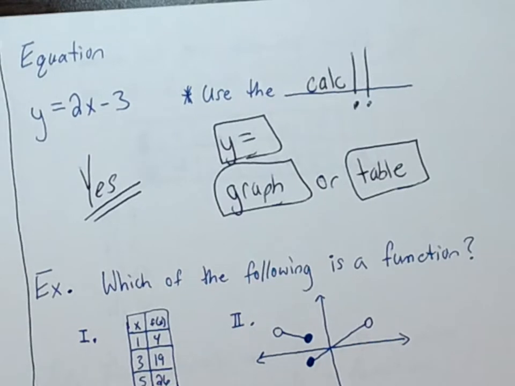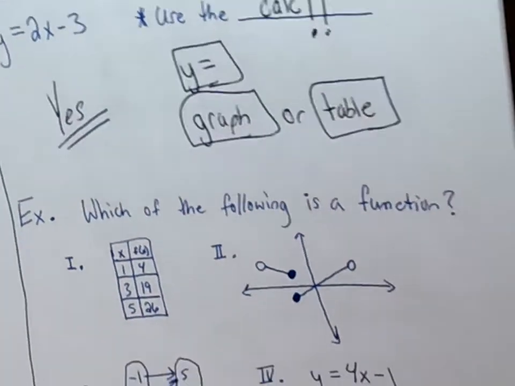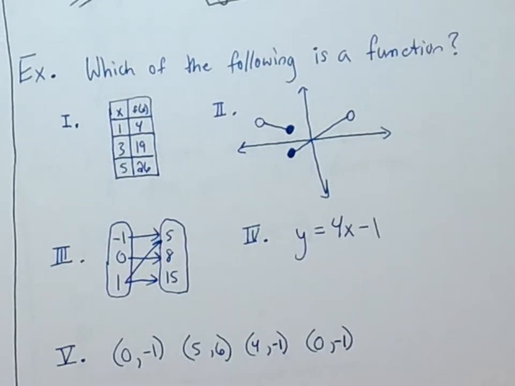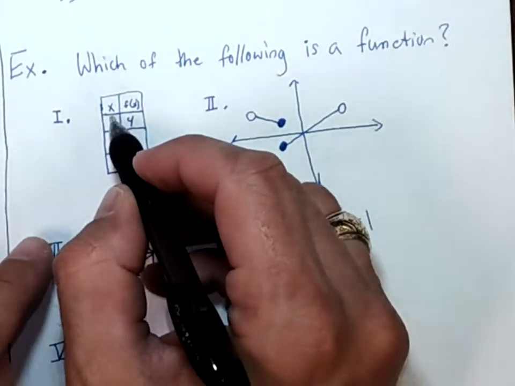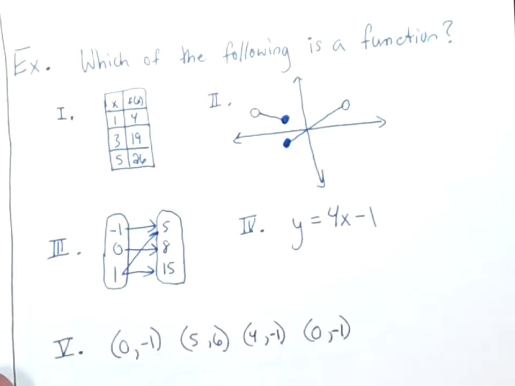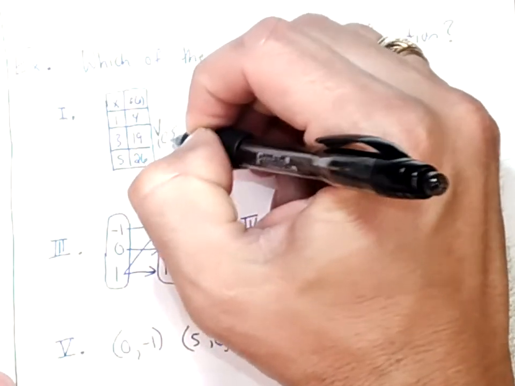So let's look at a couple more examples now, something that you're going to see more like on your exit ticket today. So please, please pay attention here, ladies and gentlemen. Example: which of the following is a function? What that means is there could be more than one. Let's see. 1. Here's my x, here's my y's. Do the x's repeat? 1, 3, 5. Nope. These do not repeat, so yes, this one's a function.